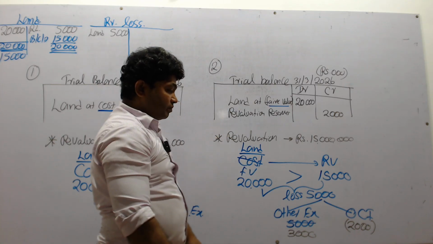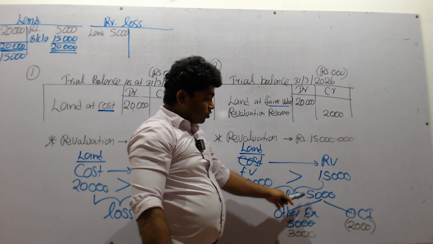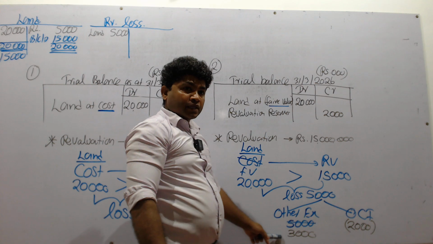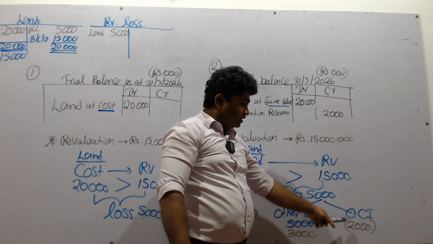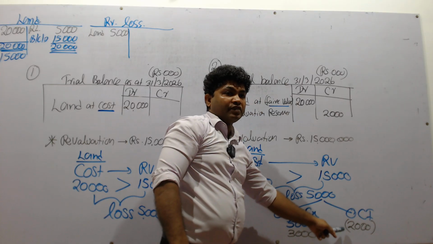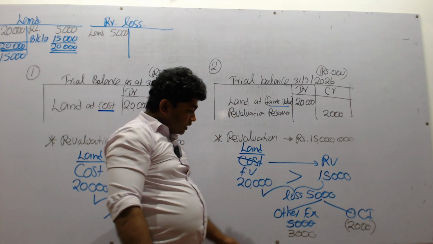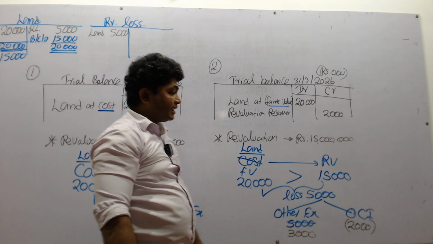Normally a revaluation loss should be recorded under other expense, but now the total loss cannot be recorded under the expense. There was a previous profit. The amount equal to the previous profit should be recorded under other comprehensive income within brackets. The balance, 3,000, should be recorded under other expense.